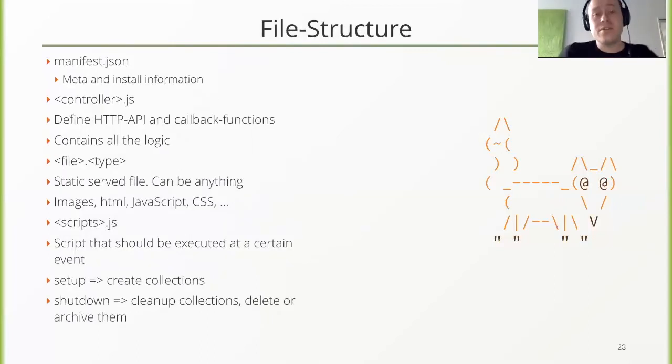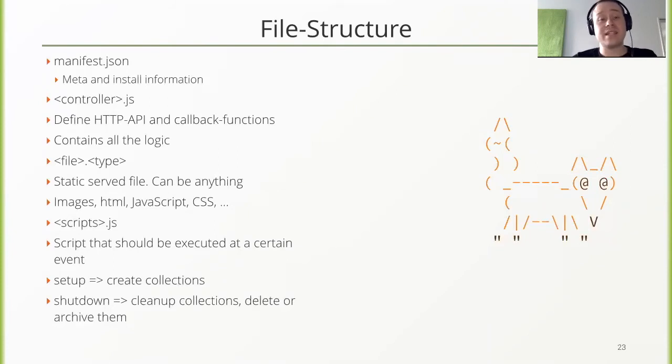Foxx has a certain file structure that it needs to work, and the heart of the Foxx application is always a Manifest.json file, which contains all the meta information and all the install information that we need in ArangoDB to actually get this Foxx up and running. Then you have controller files or router files, which just define which routes I want to expose and what is the logic that should happen whenever these routes are called. So they define the HTTP API and the callback functions.